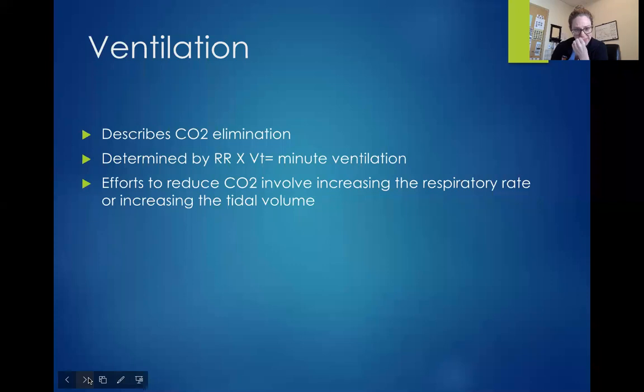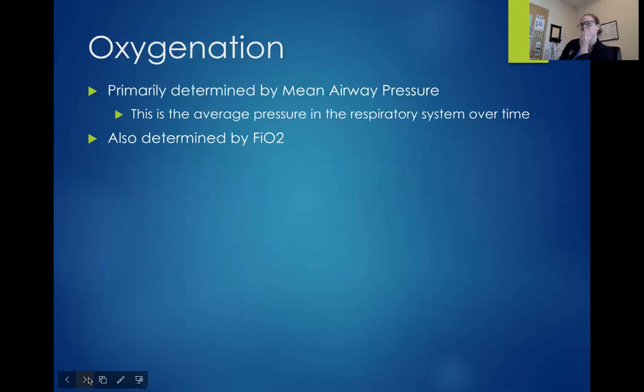So when we talk about ventilation, it's basically describing CO2 elimination. And this is going to be determined by your minute ventilation, which is your respiratory rate times your tidal volume. So efforts to reduce CO2 involve increasing your respiratory rate or increasing the tidal volume. Oxygenation is primarily determined by your mean airway pressure. This is the average pressure in the respiratory system over time, and this is also determined by your FiO2.